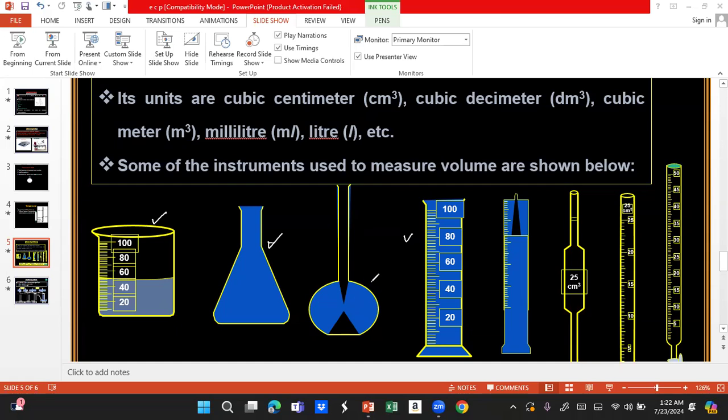This is a round bottom flask, also used to measure some volume. We usually place acids in flasks. Then you can see we have a plastic syringe. This is a plastic syringe. This is known as a measuring cylinder. This is round bottom. This is conical.